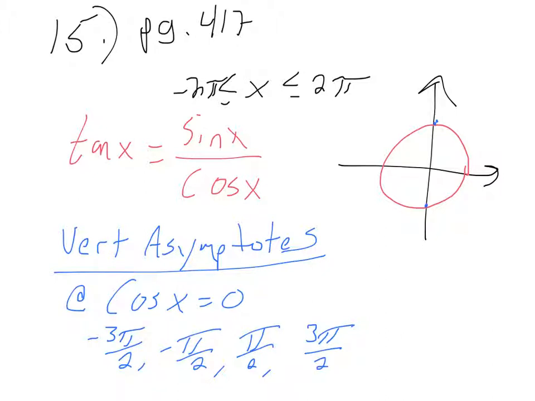Right? So just like with a rational function, when the denominator of our fraction equals 0, that's where our vertical asymptotes lie when we're dealing with trigonometric functions like this. Other questions? No, that's about it.